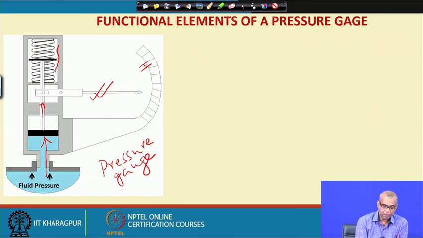So, if I apply known fluid pressure and record the deflection and do a series of such exercises, then it will be possible for me to calibrate the scale in terms of pressure units. Then when an unknown fluid pressure acts, from the deflection of the pointer against the scale, I will be able to read the unknown pressure. So, let us now try to identify the various functional elements that are present in this instrument.